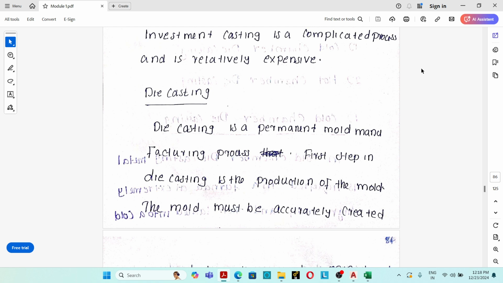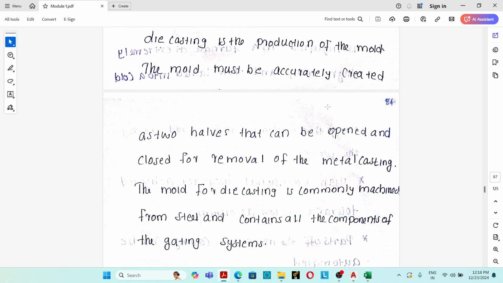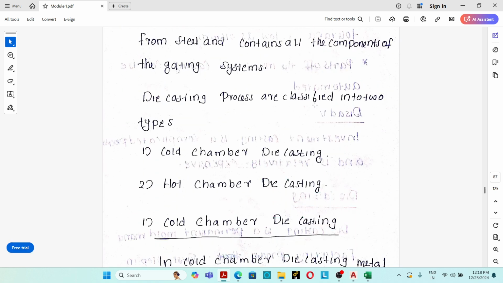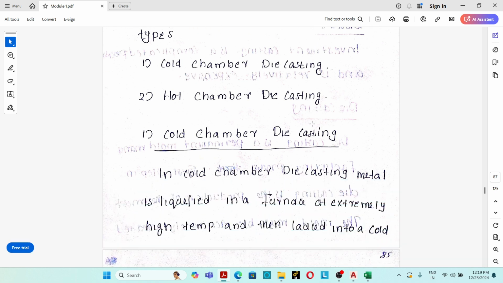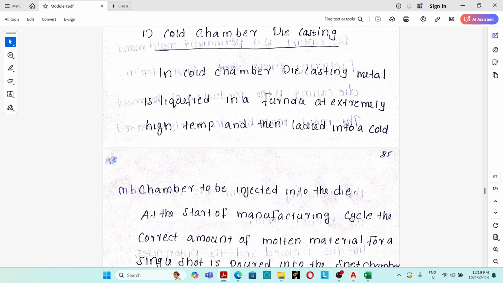While building the die casting mold, the gating system is also machined inside the mold. Die casting processes are classified into two types: hot chamber die casting process and cold chamber die casting process. First of all, the cold chamber die casting process.